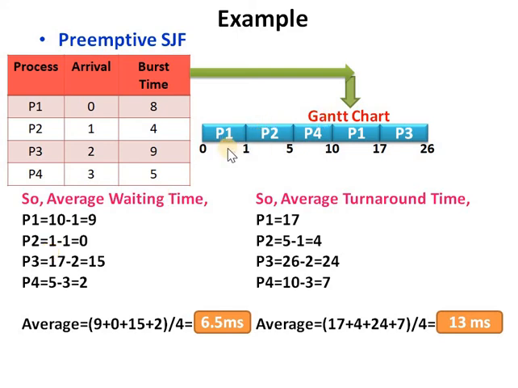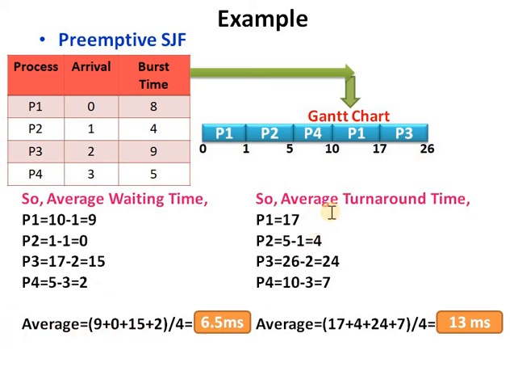For the process P2, what is the starting time? Process P2 starting time is 1. What is the arrival time of the process P2? 1. So, it is 0. The next process P3, what is the starting time? 17 minus the arrival time, that is 2. So, it is 15. The next, what is the starting time for the process P4? 5 minus 3 is equal to 2. So, the average is 6.5.